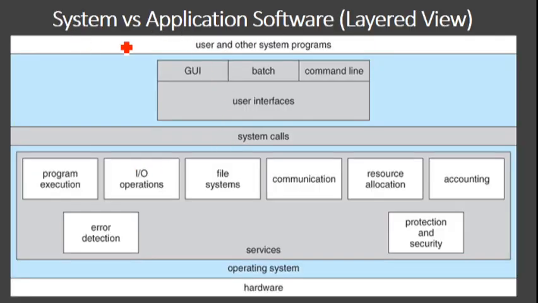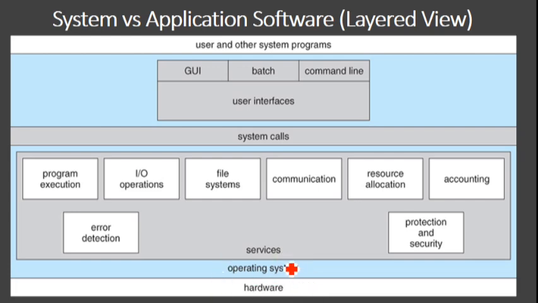Finally, the system versus application software layered view. So far we discussed computer software, and we are going to explain it with the help of a diagram. First, we start from the bottom. There is the hardware. Hardware means the CPU, input devices, output devices, ALU, primary memory, and secondary memory. These are the hardware parts.